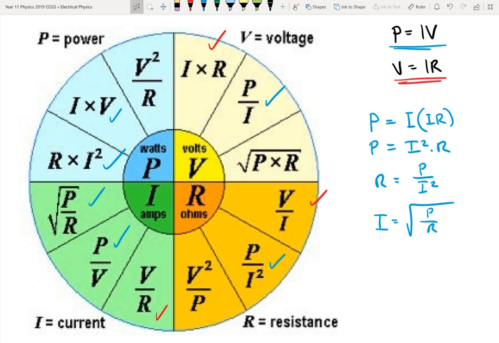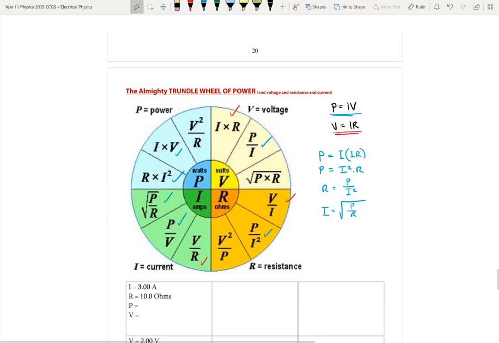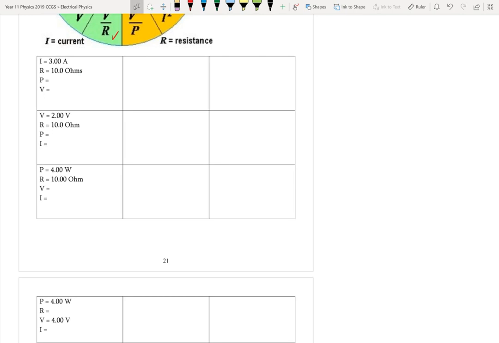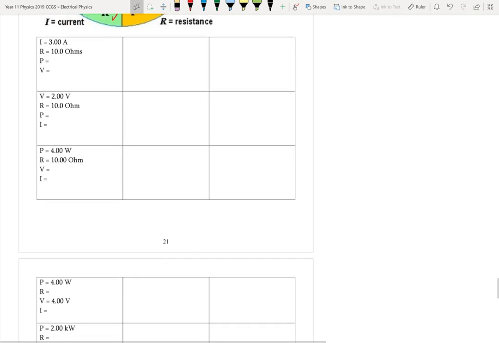Okay? So, don't rely on the trundle wheel. Remember that, if you were given this in a test, you might just have to do a side mission to find the current first, and then you can use Ohm's law to find the resistance. But, for now, I would like you to use the above trundle wheel to find the unknown variables. So in each box, you're going to solve for one of the variables. I want you to pick the correct equation, substitute the values in, solve for the unknown.